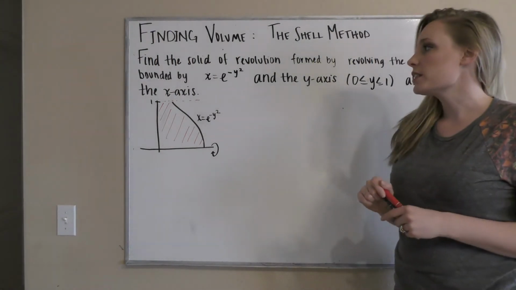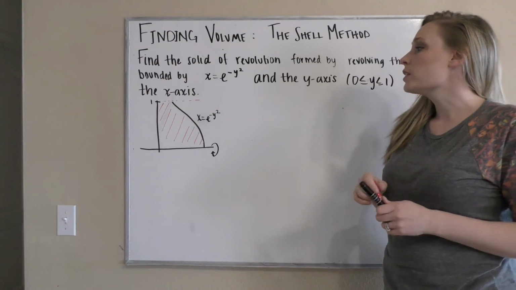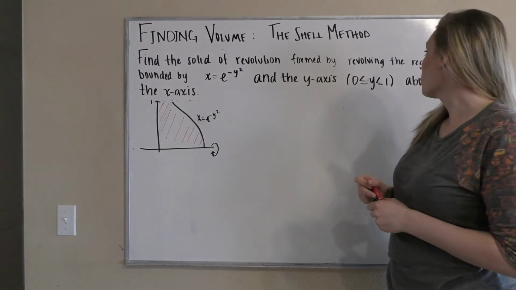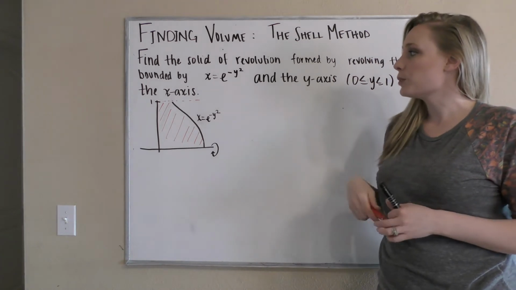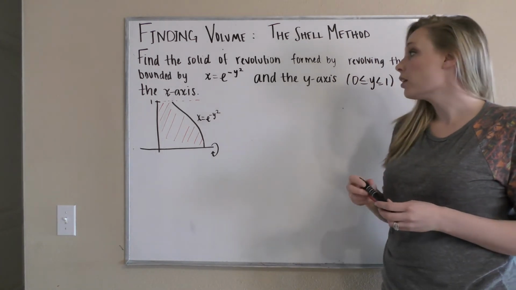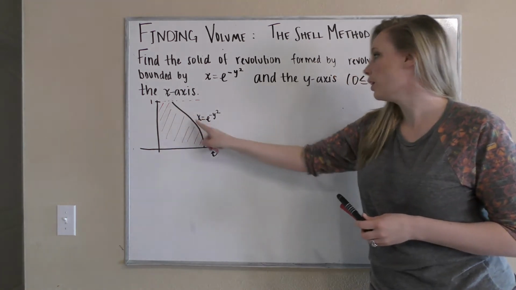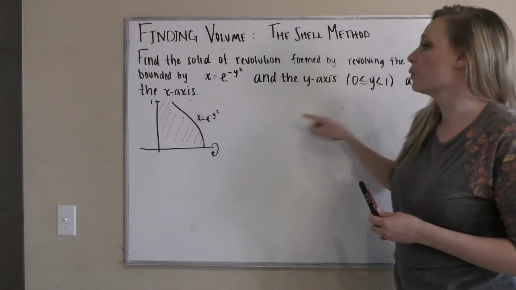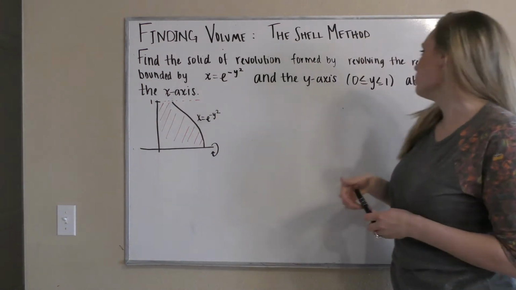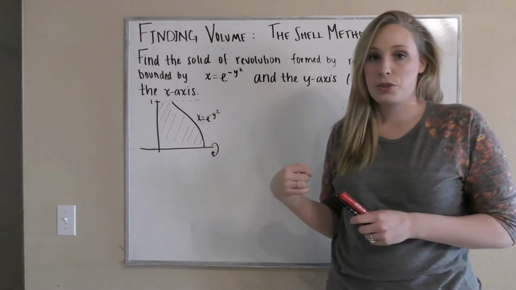Okay, in this example, we are going to revolve in a different direction. So find the solid of revolution formed by revolving the region bounded by x equals e to the negative y squared and the y-axis. So it's bounded here and here, and we're only going from 0 to 1. That's important, from 0 to 1. About the x-axis. So we're revolving this direction.